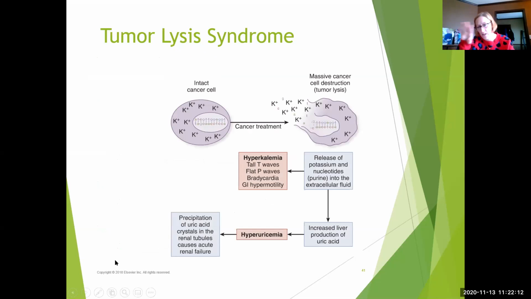And then just a little diagram that shows the process of tumor lysis syndrome. And that's it.